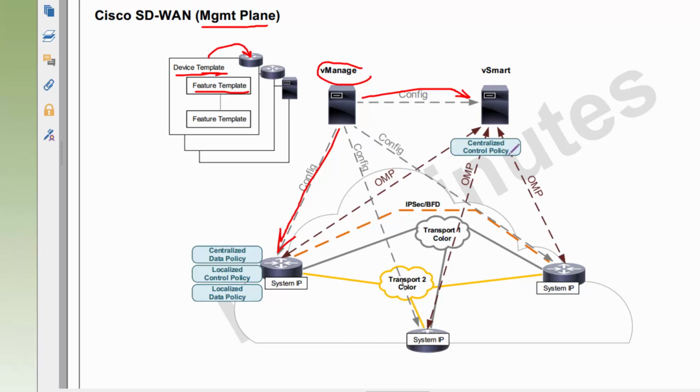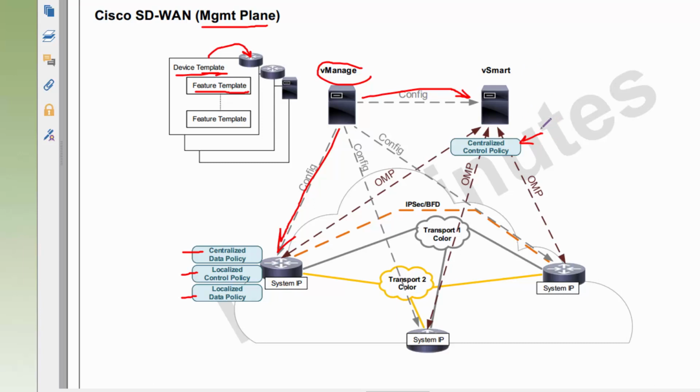And there are four types of policies, and they are centralized control policy, centralized data policy, localized control policy, and localized data policy. These policies get applied at different places, and some of which may even overlap in function somewhat. So let's go through them and see what they do.